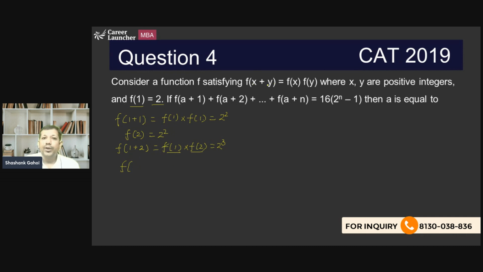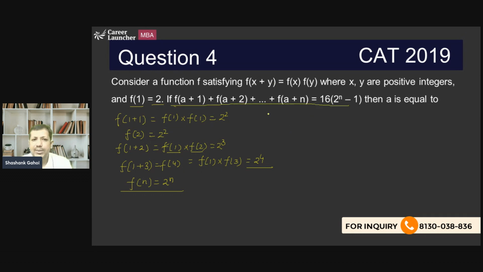If I put x equal to 1, y equal to 3, so I am going to get 1 plus 3, that is equal to f(4), and that is equal to f(1) into f(3). Okay, and that's equal to 2 power 4. So f(1) is 2 power 1, f(2) is 2 power 2, f(3) is 2 power 3, f(4) is 2 power 4. So from here we can conclude that f(n) is equal to 2 power n. So this is the function that we have defined. Okay. Now with this help, we need to solve this question.